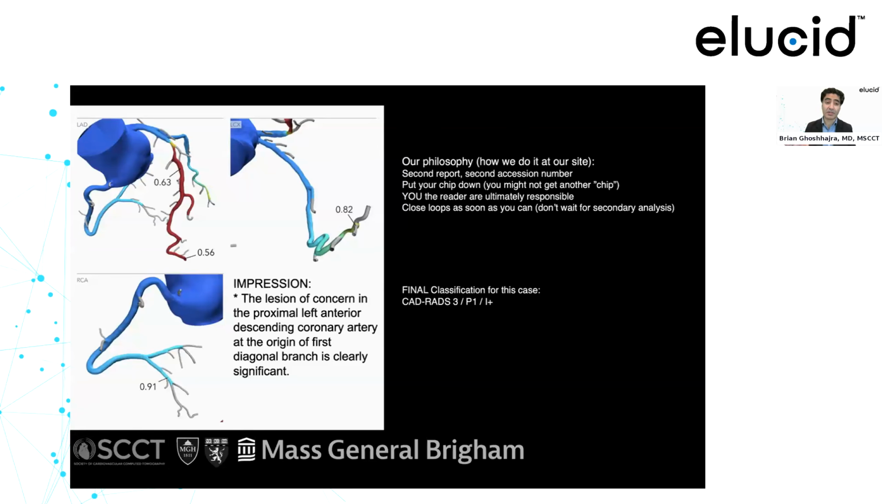So we close the loops as soon as we can. Even if you just have a final result of CAD-RADS 3 and no further information, that's still a useful CTA result. It's much more useful when we can assess the significance of that intermediate grade lesion. And so that's helpful. And it's also nice to have the amount of plaque. Now, this is a pretty simple plaque. It's all lipid rich, but the components of the plaque might be increasingly helpful depending on the situation you find yourself in.